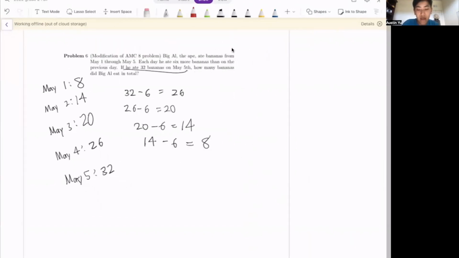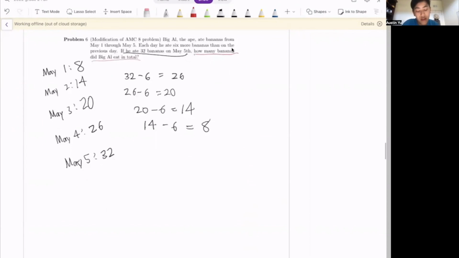And then the question asks us, how many bananas did Big Al eat in total? Therefore, we need to add all of these numbers together, but there is a shortcut that we can do. As we know, 14 and 26 work together very well since 6 plus 4, which are the ones digits on both these numbers, is just 10. So we can do 14 plus 26 equals 40. So we just cross these out and make sure it's 40. And then 8, which is on the top, plus the bottom one, 32, is also 40. So 32 plus 8 is 40.